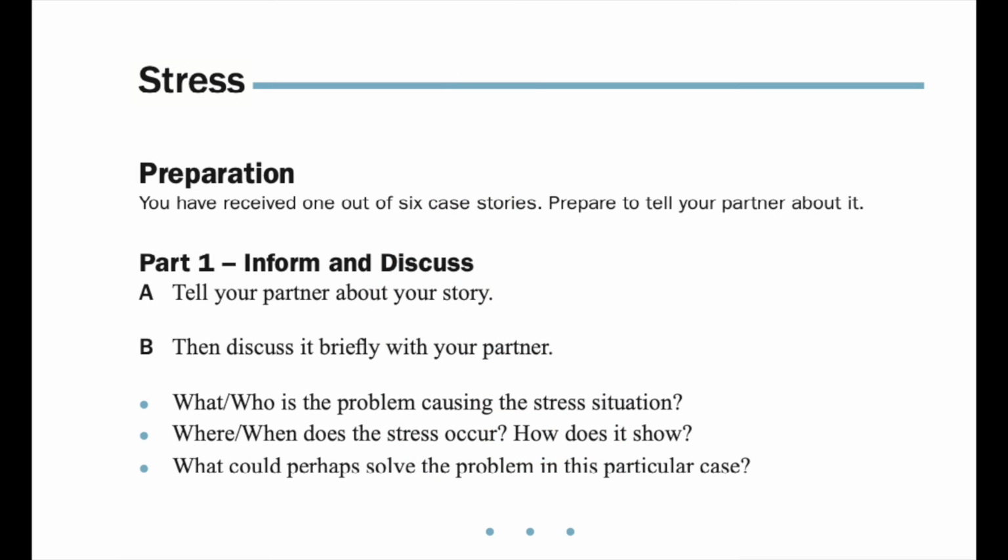Here's an example so you know what this may look like on the exam. Stress. Preparation. You have received 1 out of 6 case stories. Prepare to tell your partner about it. Part 1. Inform and discuss. A. Tell your partner about your story. B. Then discuss it briefly with your partner. Who is the problem causing the stress situation? Where, when does the stress occur? How does it show? What could perhaps solve the problem in this particular case?